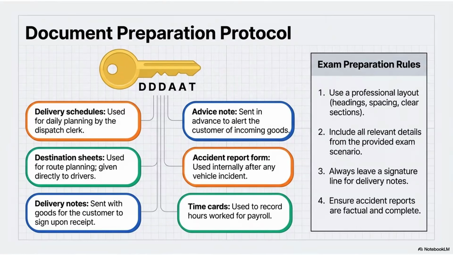Delivery schedules are used for daily planning by the dispatch clerk. So you let people know, you're delivering there, you're delivering here, you're delivering at this time, you're delivering at this time. The destination sheet is for the drivers to get directions. You're taking this route, you're taking that route. The delivery note is signed by the customer when they receive the goods. The advice note is sent when goods are on the way.